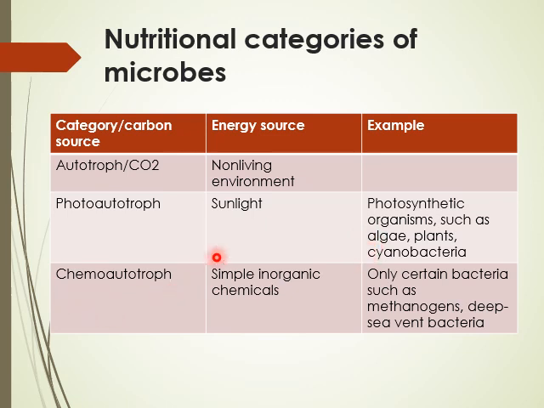Chemotroph, they are relying on the non-living environment. So where do they get this energy source? It is from the simple inorganic chemicals. What are the simple inorganic chemicals? For example, we have methane, right, as the inorganic chemicals. So only certain bacteria such as methanogens and deep sea vent bacteria are actually the chemoautotroph.